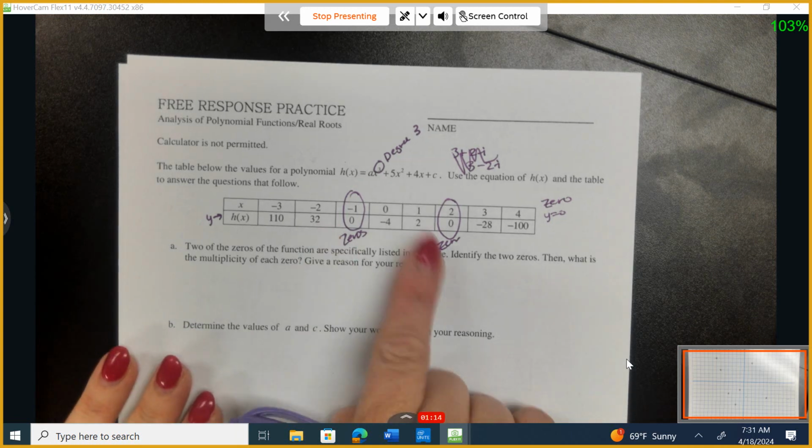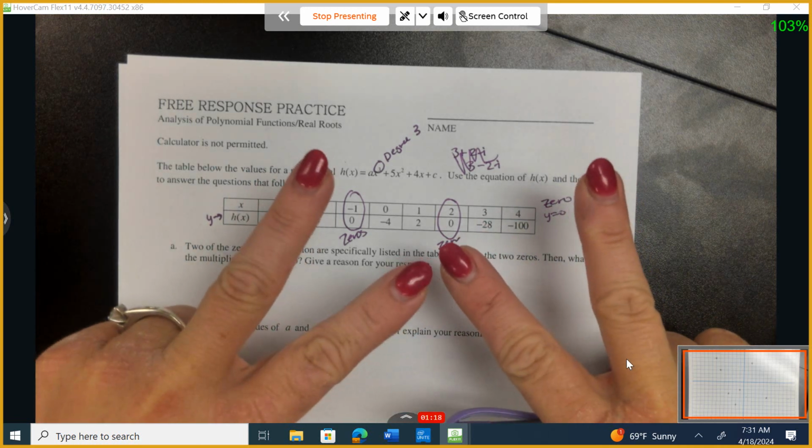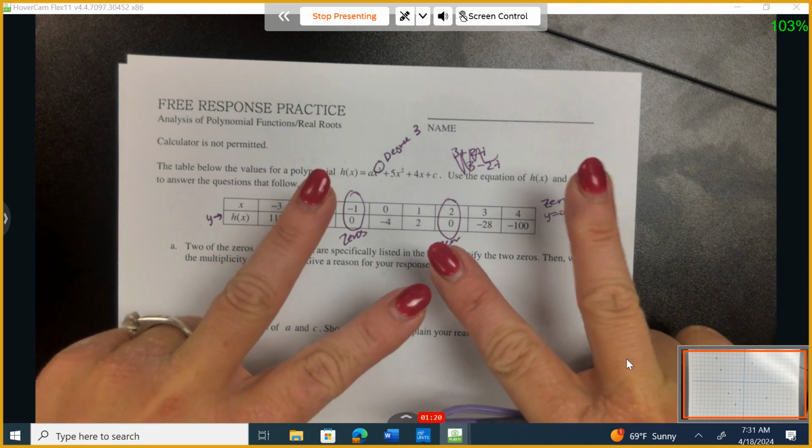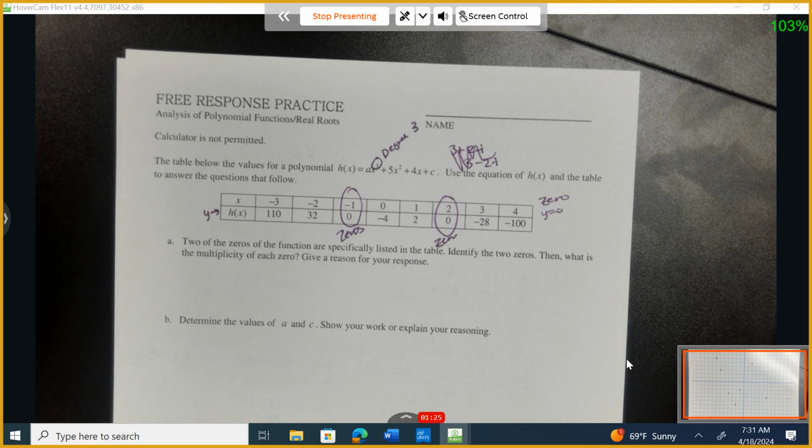I can't say there's 2 reals and 1 imaginary, because imaginaries have to come in pairs. So if it came in a pair, how many solutions would I have? 4 total, and how many is the most I can have? 3. So I know there's another one. Now I want you to analyze right now.